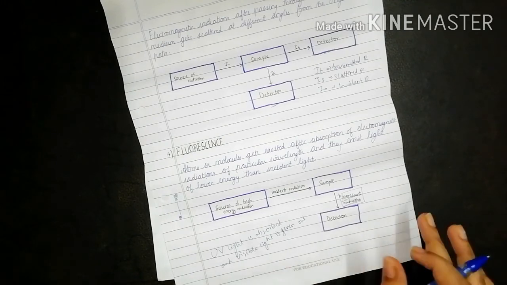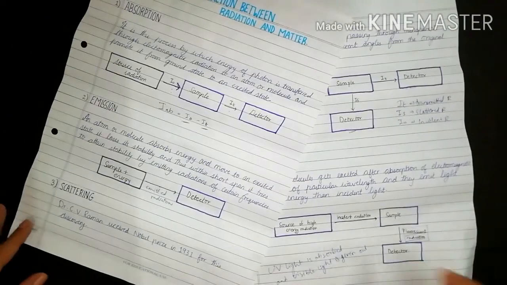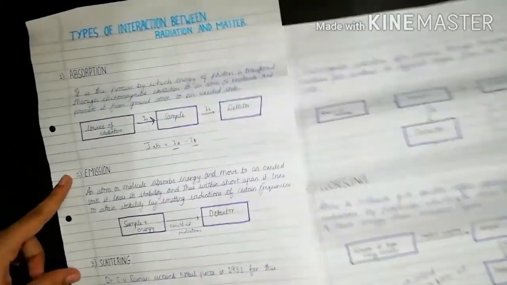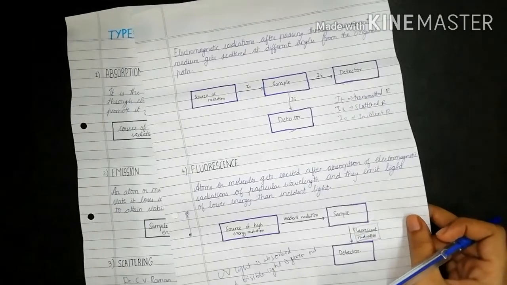So in this way we have studied four main types of interactions between radiation and matter. The first was absorption, second was emission, third was scattering, and the fourth was fluorescence.